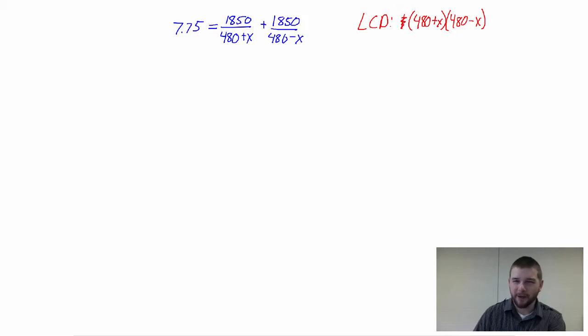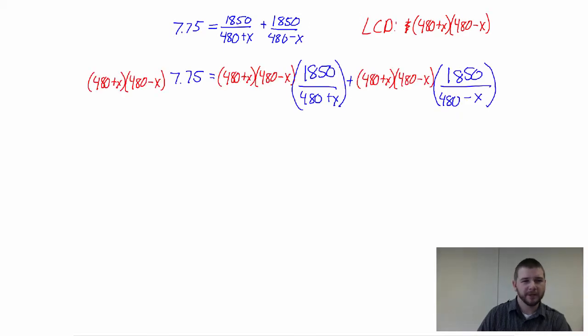Recall the identity property of multiplication. Multiplying by 1 doesn't change a number, or in this case, an expression's value. So what next? Well, we need to multiply all 3 terms, so both sides of the equation, by our least common denominator. And here that work is shown. And notice we immediately find some things that are going to cancel out for us. We have 480 plus x in the denominator here, and 480 plus x being multiplied by the numerator there.